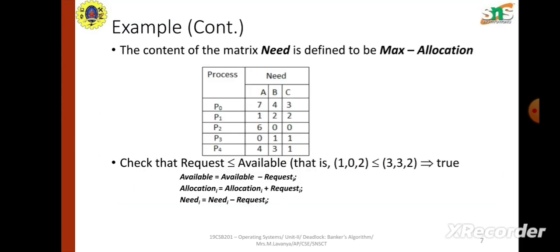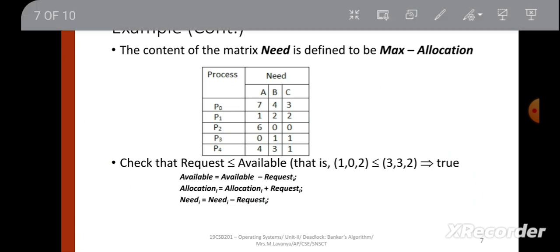This is the need matrix. After finding the need matrix, for allocating the resources, the first thing we have to check is whether the need is less than or equal to available. Only if the need is less than available, when the resources are available, can we allocate them to the process, right? So we have to check whether the need is less than available. That need is represented here as request. If it is less than available, then we have to follow these three steps. If we follow this, then the process will complete its execution.